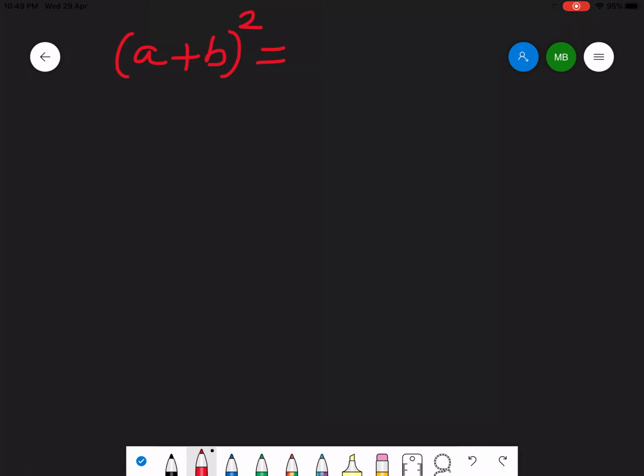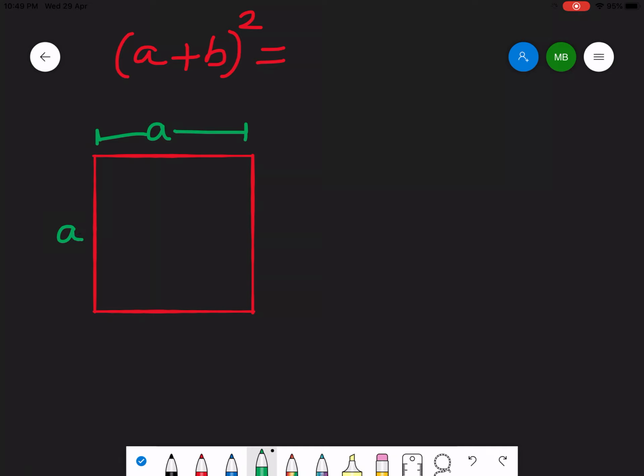Supposing I take a line segment of length a and I define a square of side a by a, right? What will be the area of this square? Yes, it will be, because the side here is a units, this is also a units, so the area of this square in turn will become a squared, isn't it?